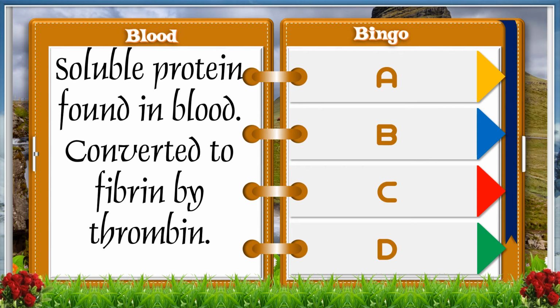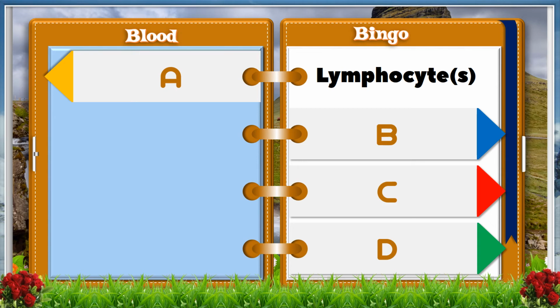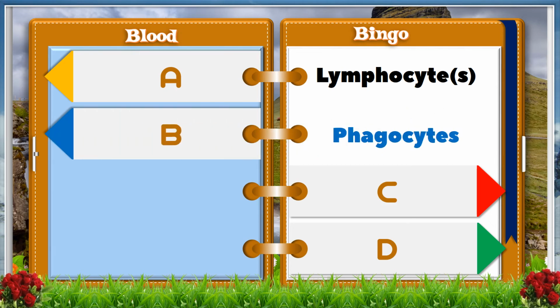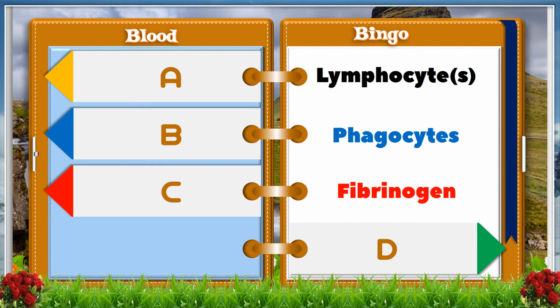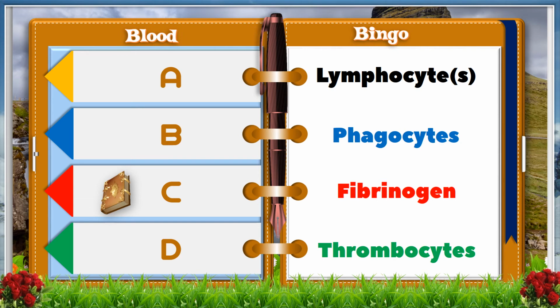Protein found in blood converted to fibrin by thrombin. A. Lymphocytes. B. Phagocytes. C. Fibrinogen. D. Thrombocytes. And the answer is C. Fibrinogen.